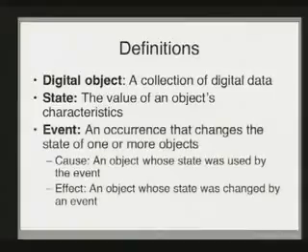So we have some kind of event. It's basically an occurrence that changes the state of one or more objects. We have some event that occurs, and we have an object that has a new value in it now. A cause is basically an object whose state was used in the event. So an executable or a process is used to actually cause an event to occur. And we have an effect, which is the objects that were changed by this actual event.